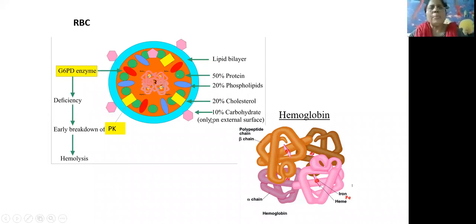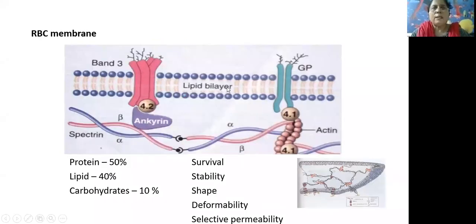So about the RBC membrane, it's a lipid bilayer, and you have proteins within that. The protein forms 50%, lipid forms about 40%, carbohydrate a very minimal amount of 10%. So the important proteins, what are they? That is the spectrin.